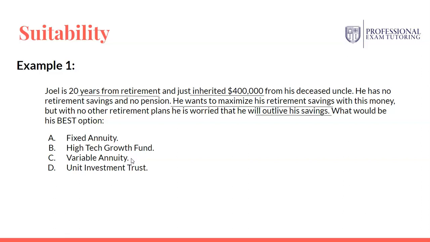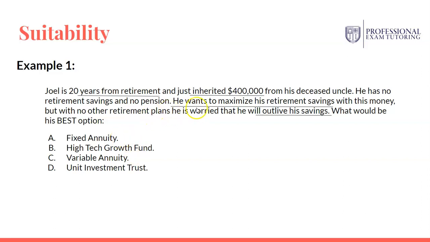Now, to decide between a fixed annuity versus a variable annuity, we want to revisit what exactly this investor is looking for. If he's looking for very predictable and very steady Eddie type of payments, then we're going to go with the fixed annuity. If he's looking for some type of growth, then we're going to go with variable annuity, because the variable annuity has a stock component, whereas the fixed annuity does not.